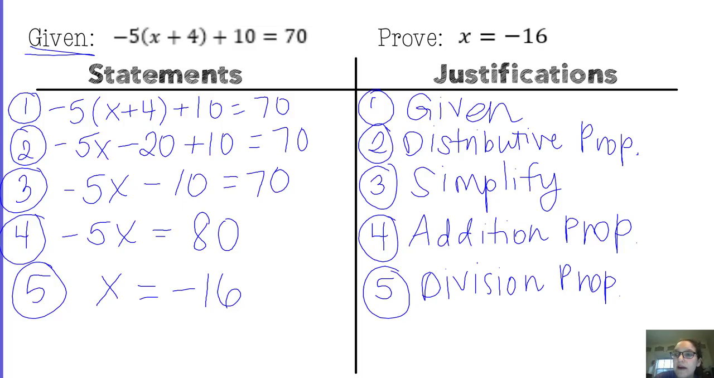Notice my prove statement is the last statement of my proof. They match perfectly. So you aren't done with your proof until the last statement of the proof is identical to what it's telling you that you're trying to prove. So if they're not exactly the same, you're not done with your proof. You need to add another step to make the very last statement match the prove statement exactly.